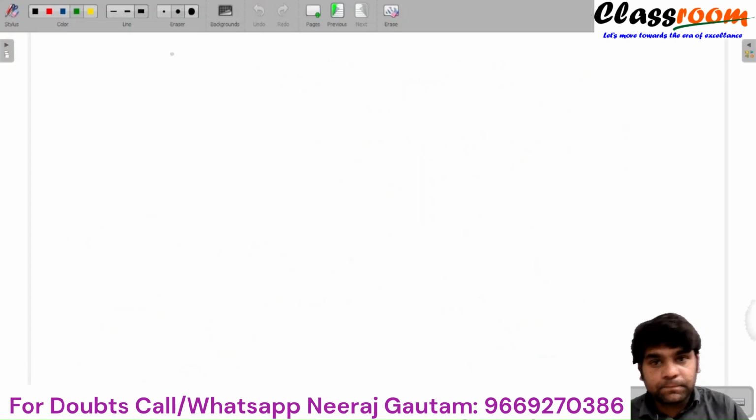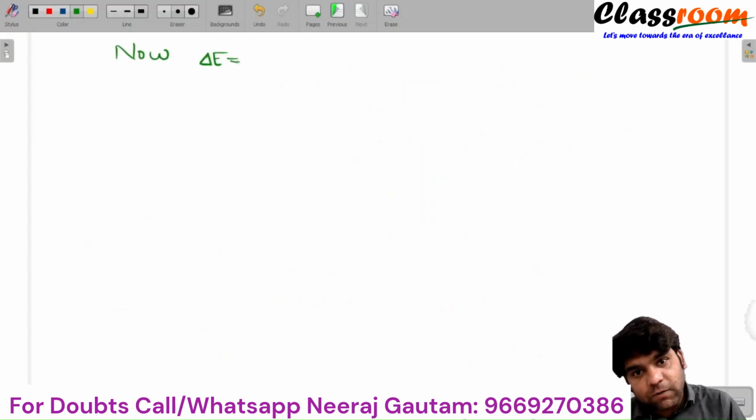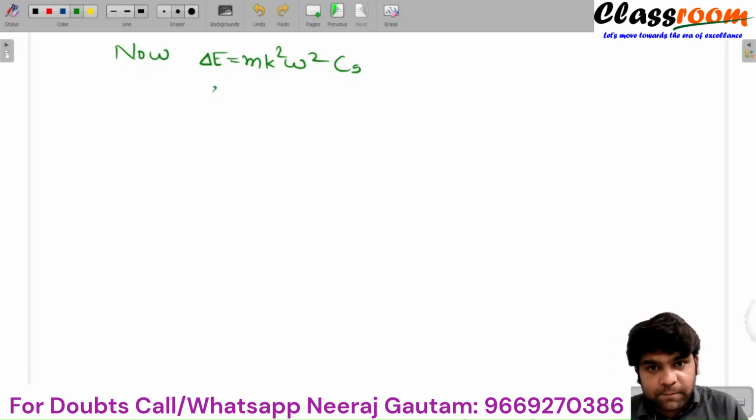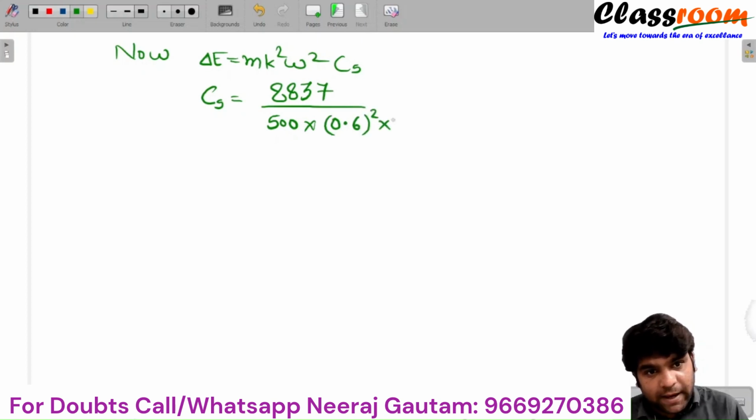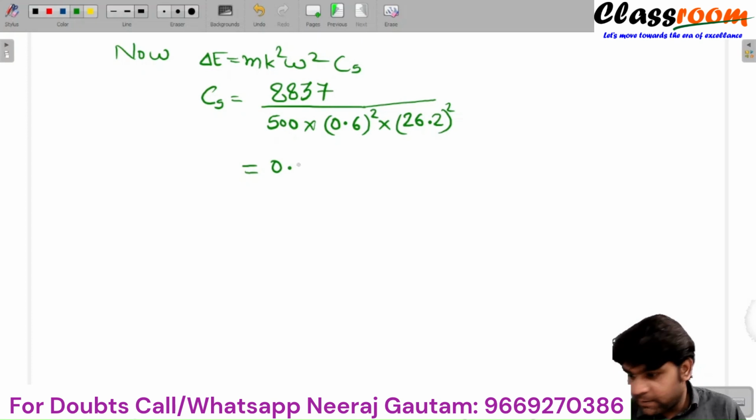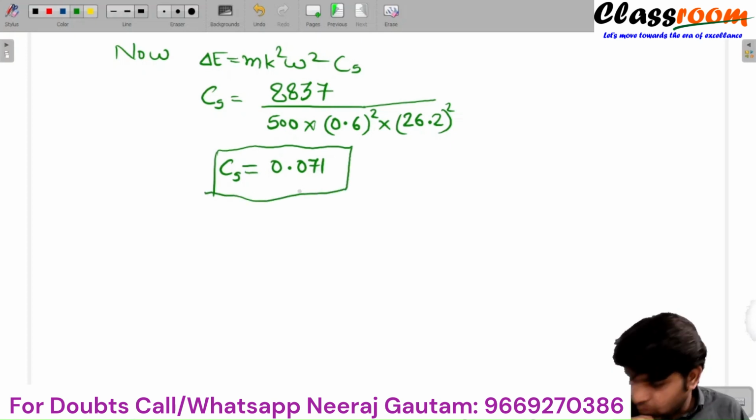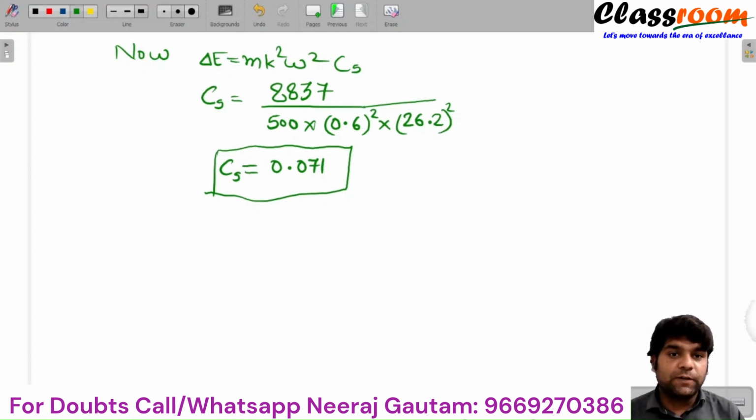Now we also know that delta E equals m k square omega square Cs, and we have to find the value of Cs. So 8837 divided by m, the mass, which is 500 kg, into k, that is 0.6 meters, squared, into omega, 26.2 radian per second, squared. If you calculate, the value is 0.071 as a fraction. In percentage, it is 7.1%. So in this manner, we can solve problems based on the turning moment diagram as well as the flywheel.